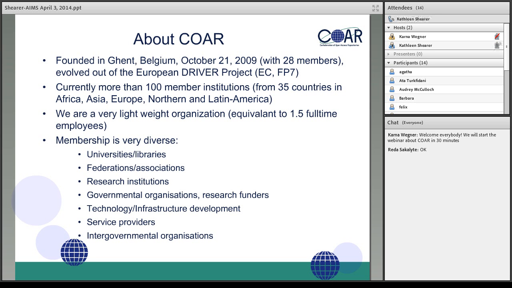We are an extremely lightweight organization with just about 1.5 full-time employees. And our office is based in Göttingen, Germany, although I'm actually based in Montreal, Canada. We have a very diverse membership. We have universities and libraries, that's probably the most common, but we also have library associations, repository federations, research institutions, some government organizations and research funders, service providers, intergovernmental organizations, actually anyone who's interested in supporting international collaboration in the area of repositories.